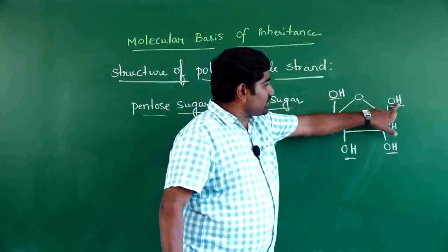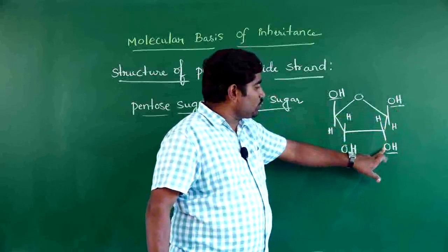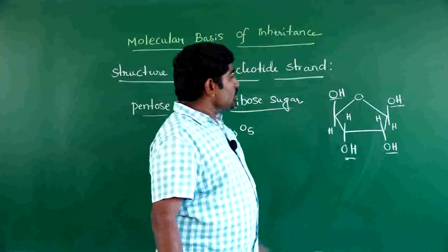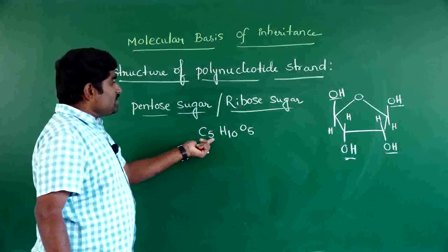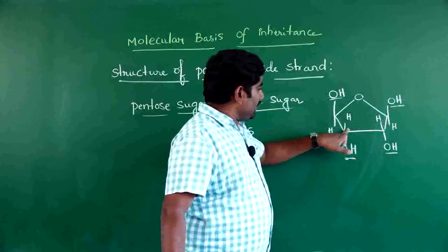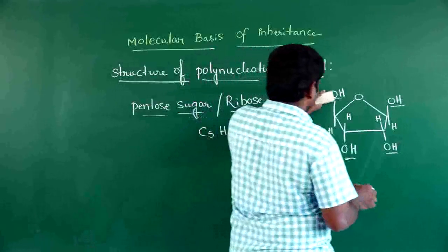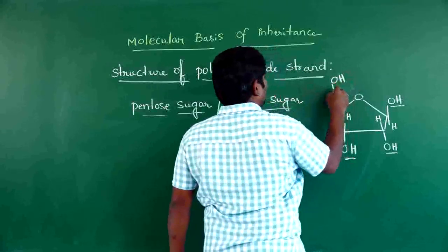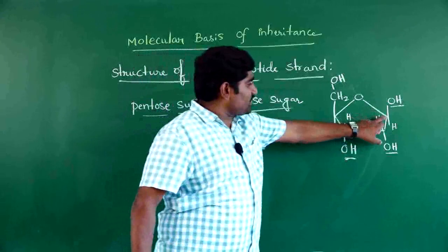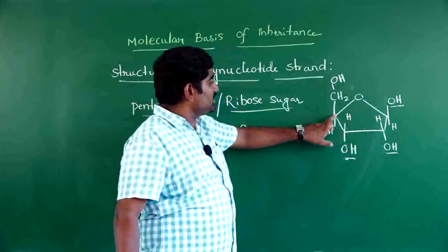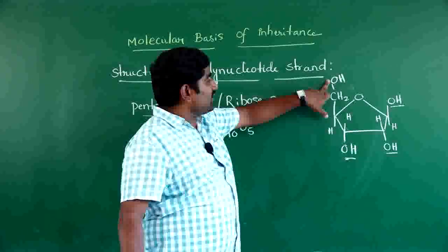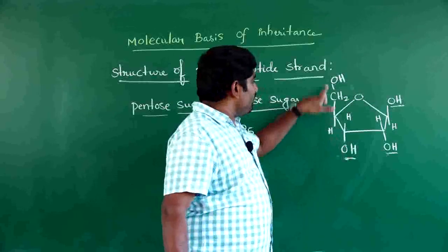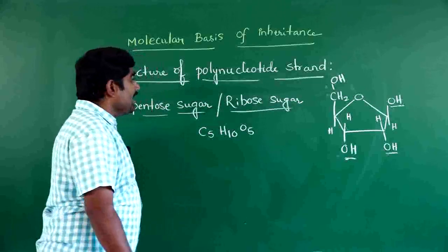This is the first carbon OH group, the second carbon OH group, the third carbon OH group, and the fifth carbon OH group. How many carbons are there? 1, 2, 3, 4, 5 carbons. CH2O, this is the fifth carbon. At the fifth carbon, one OH group is present. So a total of 4 free OH groups are present in a ribose sugar.